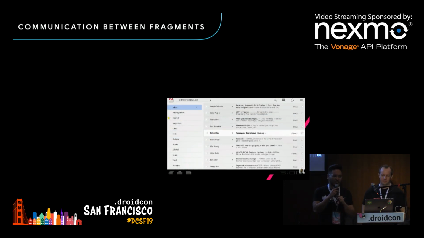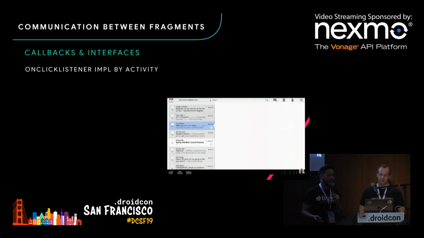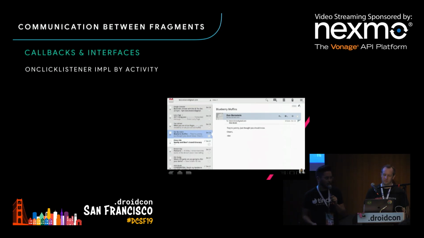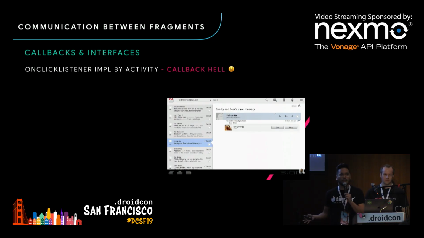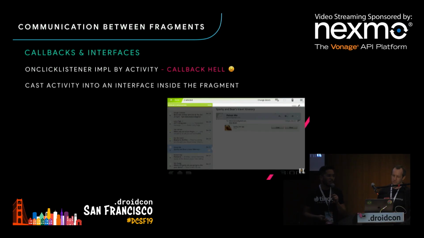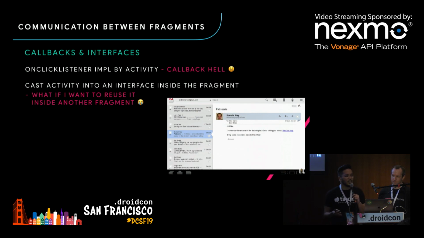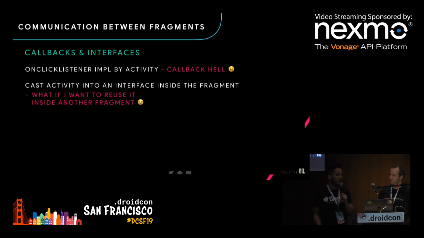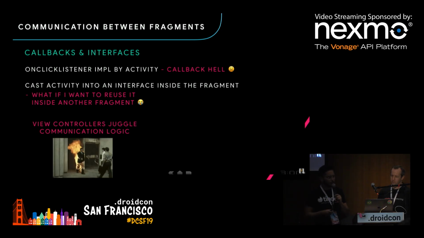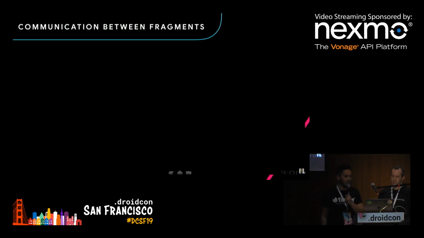But another solution that we may have is callbacks and interfaces. But what happens in there? We can have on-click listeners implemented by activities, so we can have that communication going. But that creates kind of a callback hell, right? Like that thing that no one likes. That's why Java is so popular nowadays. Cast the activity into an interface inside the fragment, so we can have the communication going. But what if we want to reuse it inside another fragment? Then it would be complicated. And view controllers juggle communication logic a lot. So it's a pattern that works until the point that your app becomes very complex.